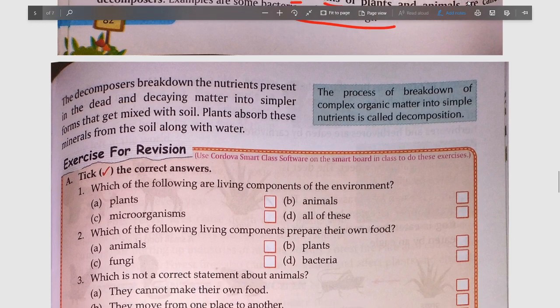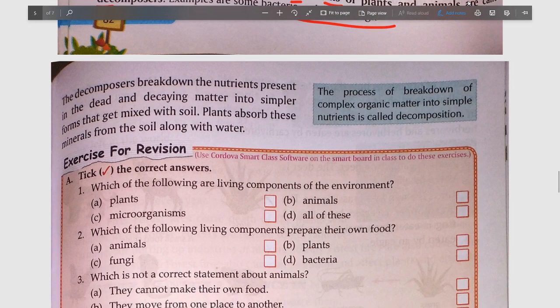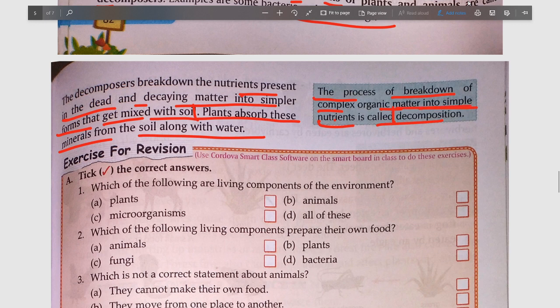Okay, the decomposers break down the nutrients present in the dead or decaying matter into a simpler form, and they get mixed with soil. Plants absorb these minerals from the soil along with water. And one more thing, the process of breakdown of complex organic matter into simple nutrients is called decomposition. So decomposition is a process in which complex organic matter is decomposed into simpler nutrients.